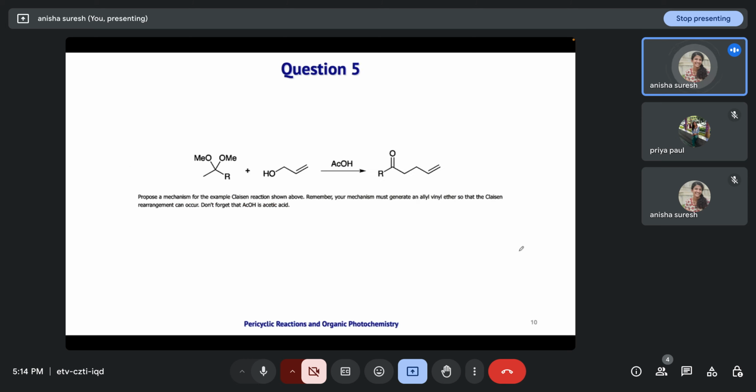Now coming to the fifth question. This is a name reaction. It also comes under the Claisen reaction, but it has a particular name. So please try to work it out. We have an orthoester, and in the presence of allyl alcohol, it is converting into this alpha, beta, gamma, delta unsaturated ketone.